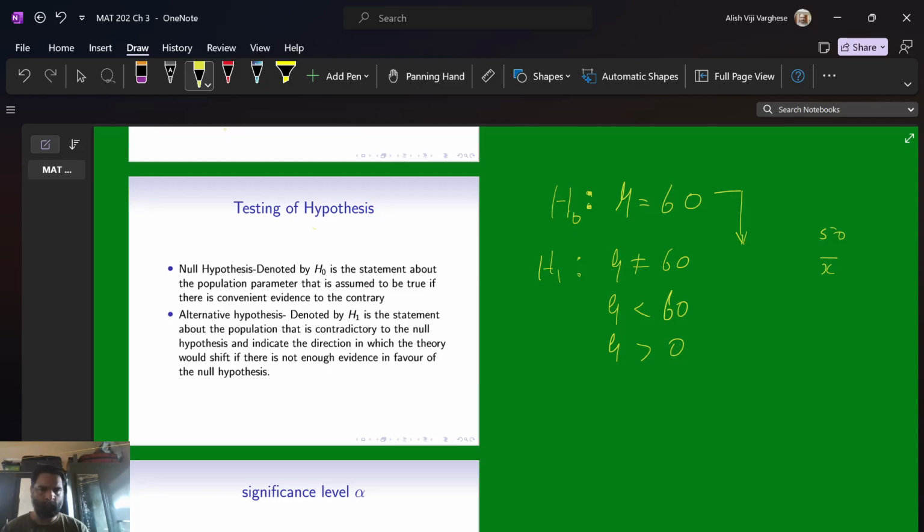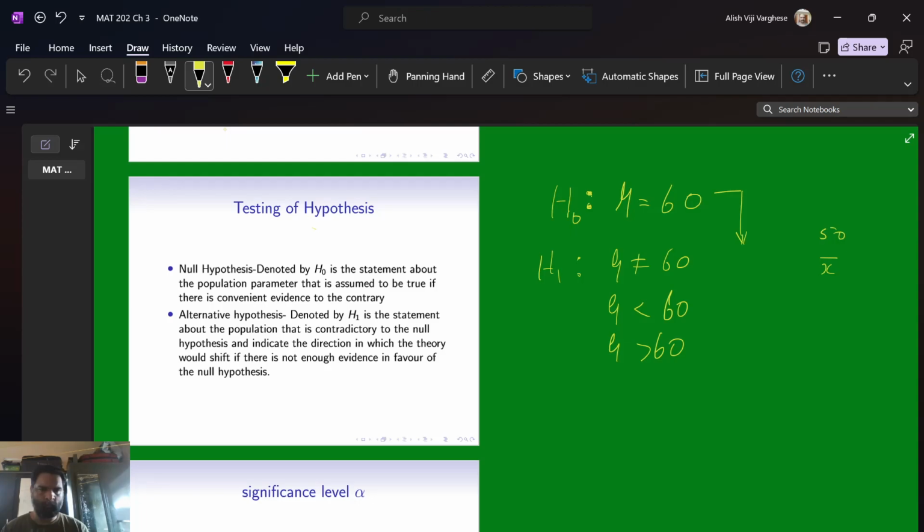So either we can check the validity of our null hypothesis against mu not equal to 60, or we can check the validity of our null hypothesis against mu less than 60 or mu greater than 60. So these are three different situations. So whenever we check the validity of a null hypothesis, first we have to mention what's the alternative.